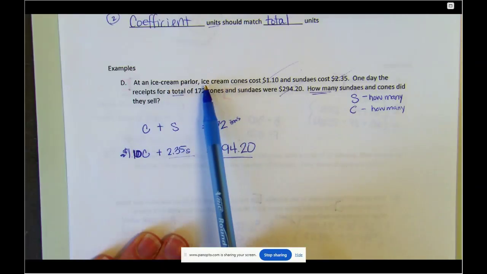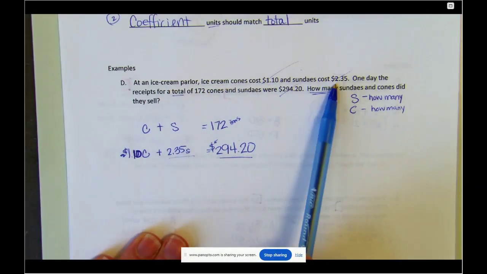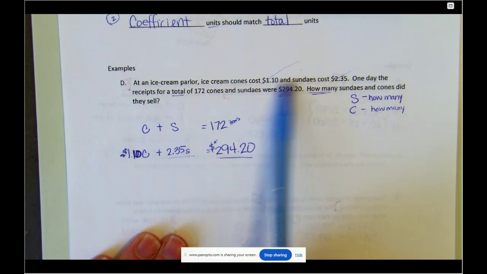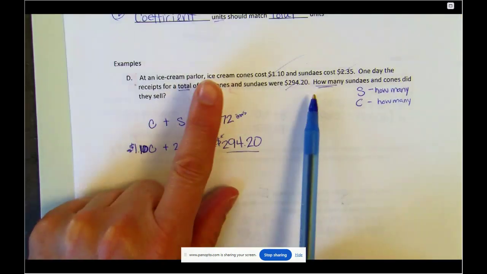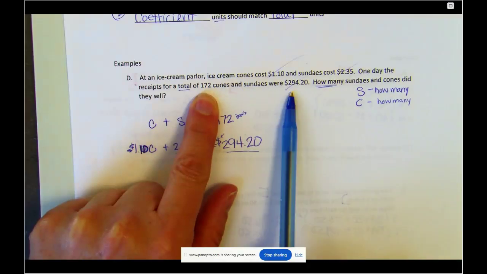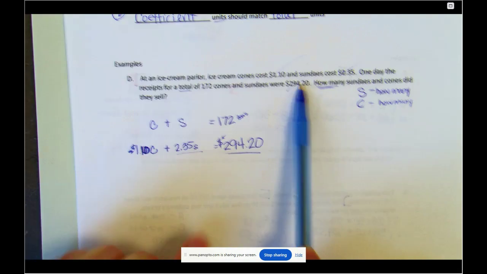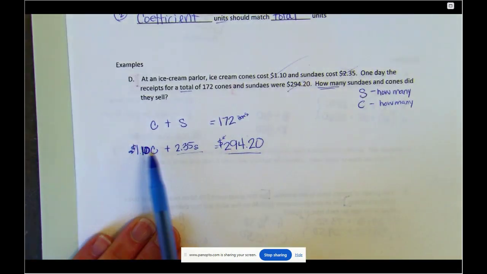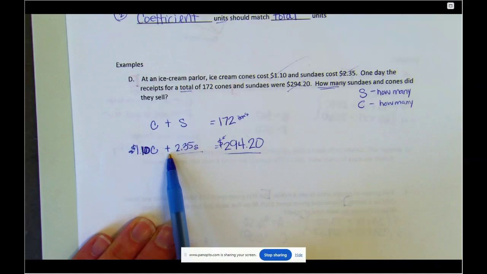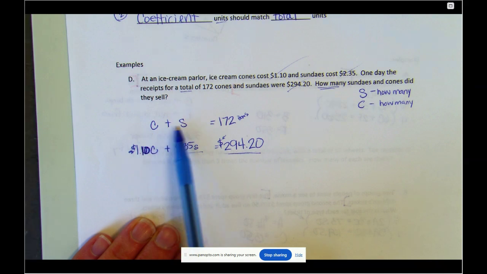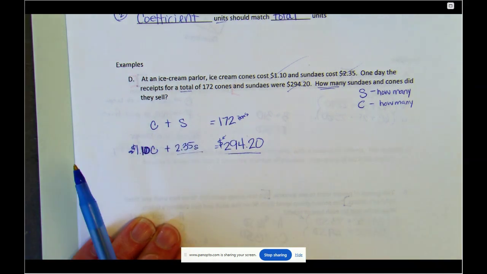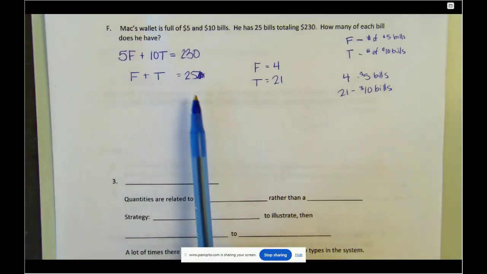So this one said ice cream cones cost $1.10, sundaes cost $2.35, and then we're looking at the totals. So 172 cones and sundaes and $294.20. This is a total that is money. So if this is money, then the numbers with the C and the S also have to be money. And then you go, oh, the other one is usually the two things added together, how many? 172.